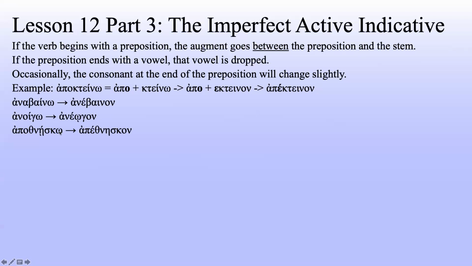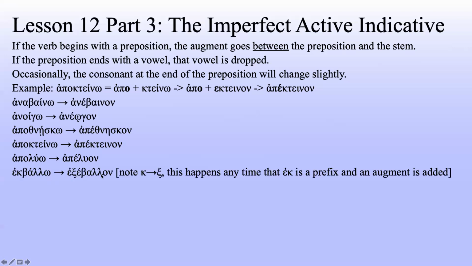Then we've got apothnesko. Again, you might not have realized that this has a preposition at the beginning, apo, but the omicron will drop when we add an epsilon for the augment. Apokteino, we mentioned above. Omicron drops when we add the epsilon for the augment. Apoluo, again, omicron drops when we have an epsilon for an augment.